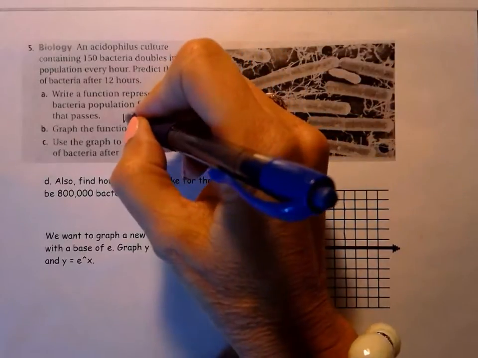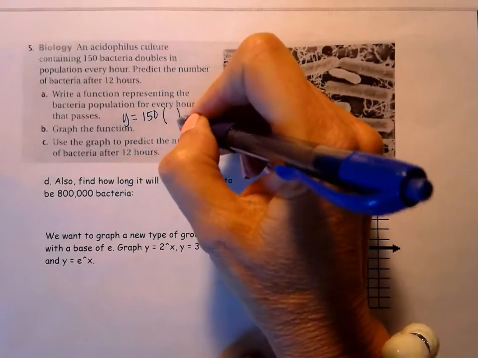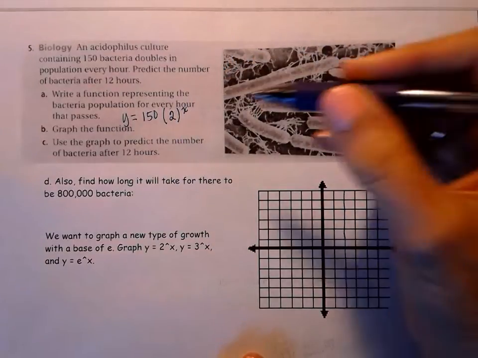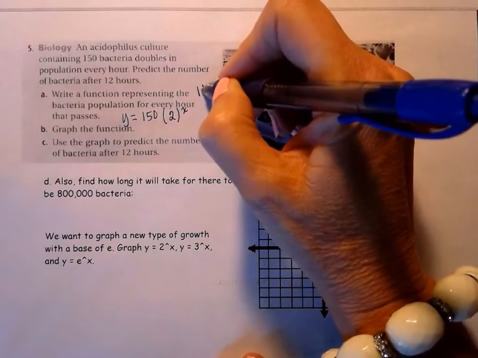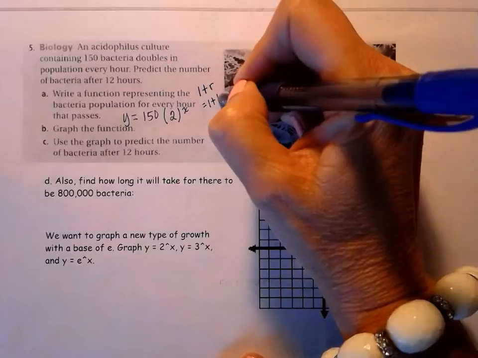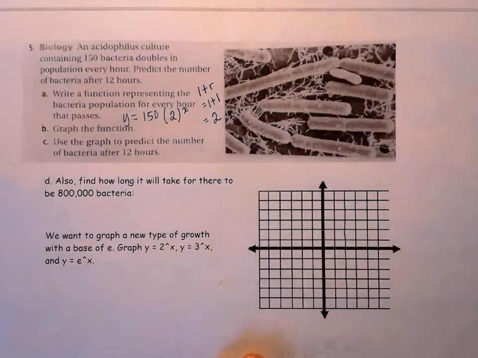So we have y is equal to 150, and then our base will be 2 for the doubling, and x is our exponent. And the base of 2 comes from the fact that we have 1 plus our rate, which is 1 plus 100%, which will be 1 in decimal form. So there's our base of 2.